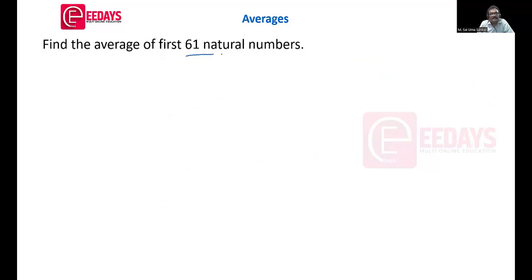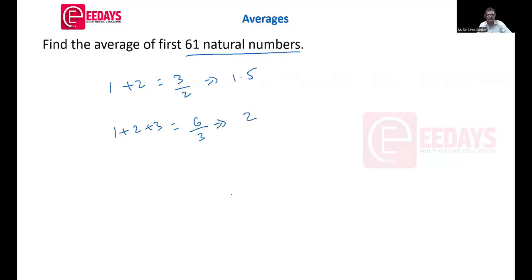The average of the first n natural numbers. See, first 2 natural numbers, 1 plus 2, that is equal to 3. What is the average? 3 by 2, that is equal to 1.5. Suppose first 3 natural numbers, 1 plus 2 plus 3, that is equal to 6 by 3, that is equal to 2. Suppose first 4 natural numbers, 1 plus 2 plus 3 plus 4, that is equal to 10. 10 by 4, that is equal to 2.5.